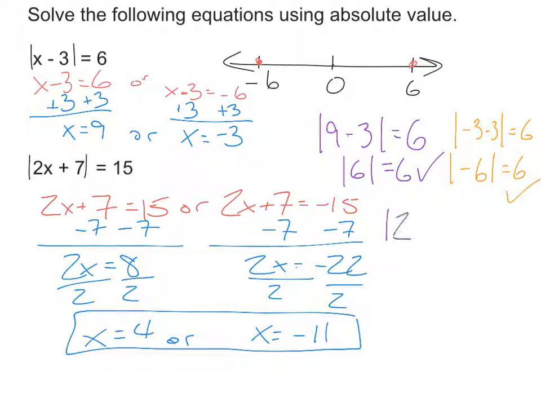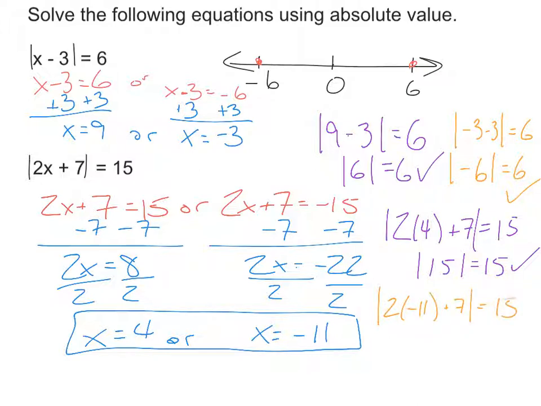So the absolute value of 2 times 4 plus 7, and hopefully that's 15. 2 times 4 is 8 plus 7. I get the absolute value of 15, which equals 15. Check. And we'll try orange again. So I'll put in the other answer. The absolute value of 2 times negative 11 plus 7 hopefully equals 15. 2 times negative 11, that's negative 22 that we have to add to 7. Negative 22 plus 7 gets me negative 15. So the absolute value of negative 15 equals 15. Indeed it does, and we are done.